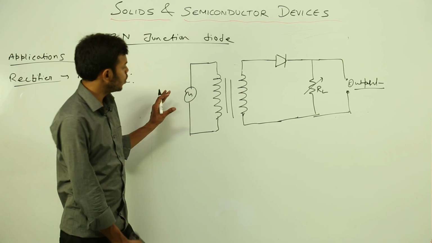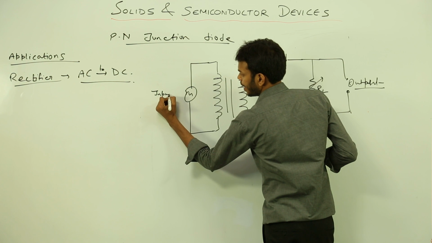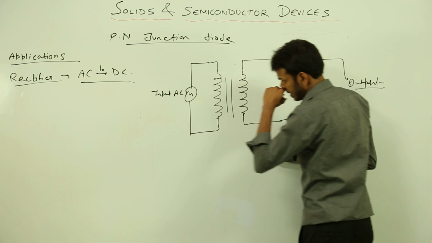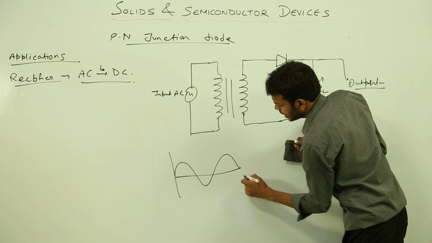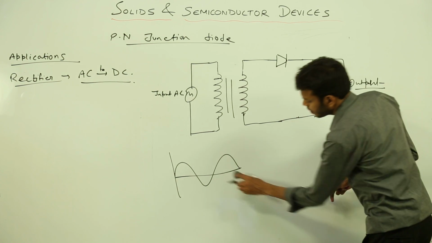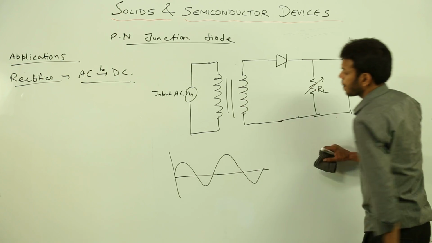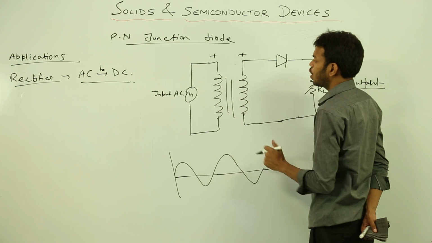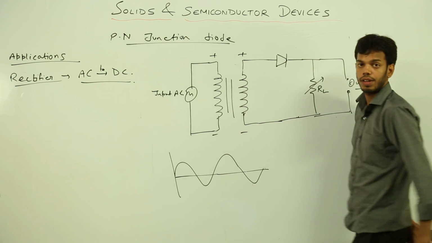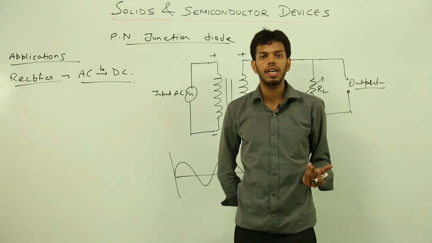So when input AC is applied here, this is our input AC, what kind of graph will it be? A regular AC graph, alternating current graph, right? So during positive half cycle, this is positive, that means this side is negative. So the diode, that is, when is diode said to be in forward bias state?